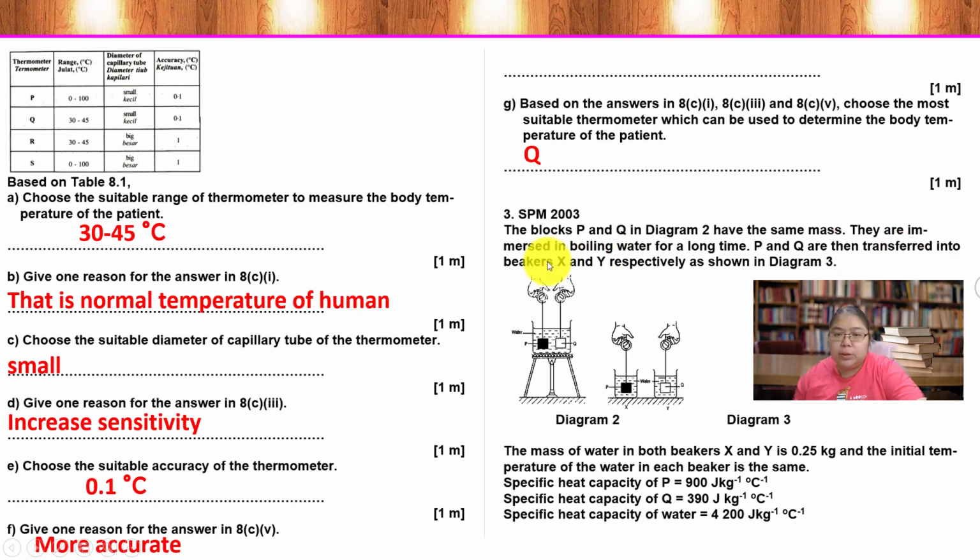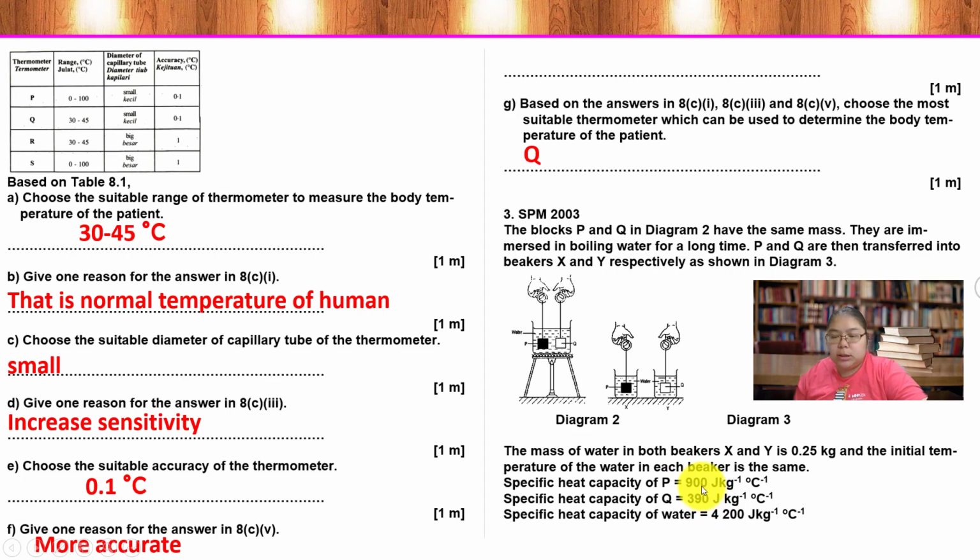After that, they transfer them into beaker X and also beaker Y. Now they give you the info. The mass of the water in X and Y is constant, 0.25, both the same, and the initial temperature of the water in each beaker is the same. When starting, the temperature is the same. They give you the specific heat capacity for P, Q, and also the water. Specific heat capacity for P is 900, for Q is 390. So P should be higher than Q.